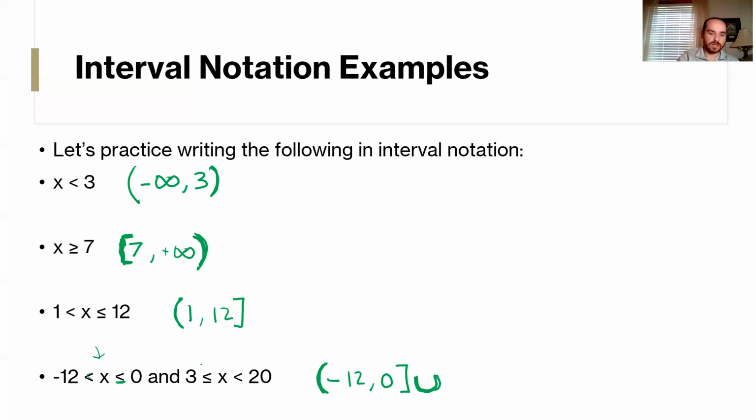This one is between 3 and 20. 3 is the smallest possible value. 20 is the biggest possible value. This time around, though, our equal sign is on the 3, so the square bracket's going to go here. And then since it is less than 20, there's no equal to sign there. We are going to use a normal parentheses. So this is how you would write the interval notation for that.